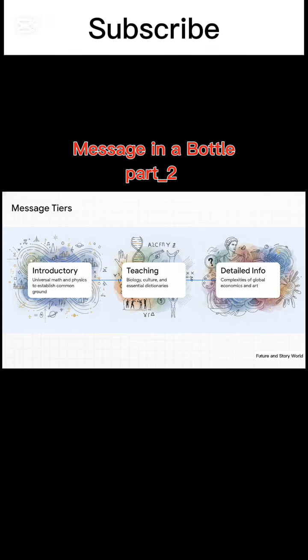I mean, think about it. How would you teach the complex concept of money to a being that has no concept of trade? You can't just wave a dollar bill at them. You have to teach them the fundamentals first. Which leads us perfectly to Tier 3, detailed information, where we finally get to share the rich complexities of our global economics, art, and societal structures.